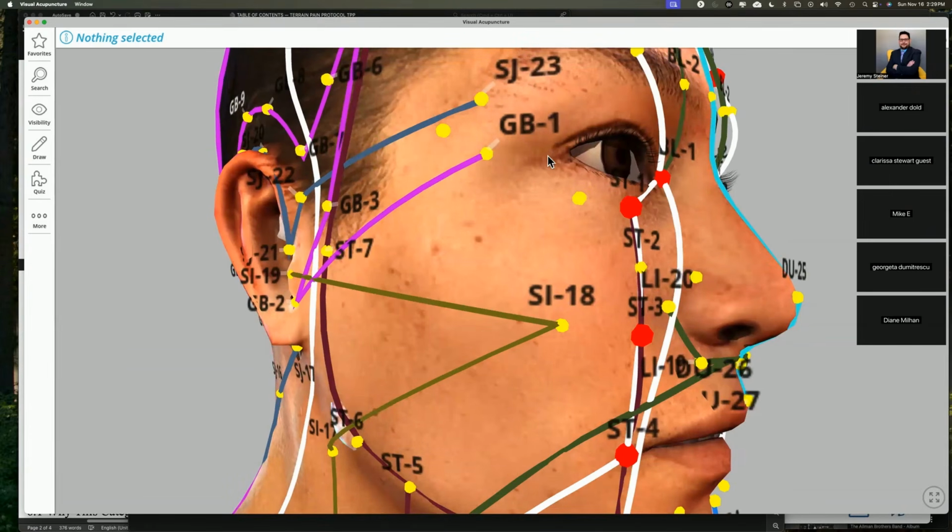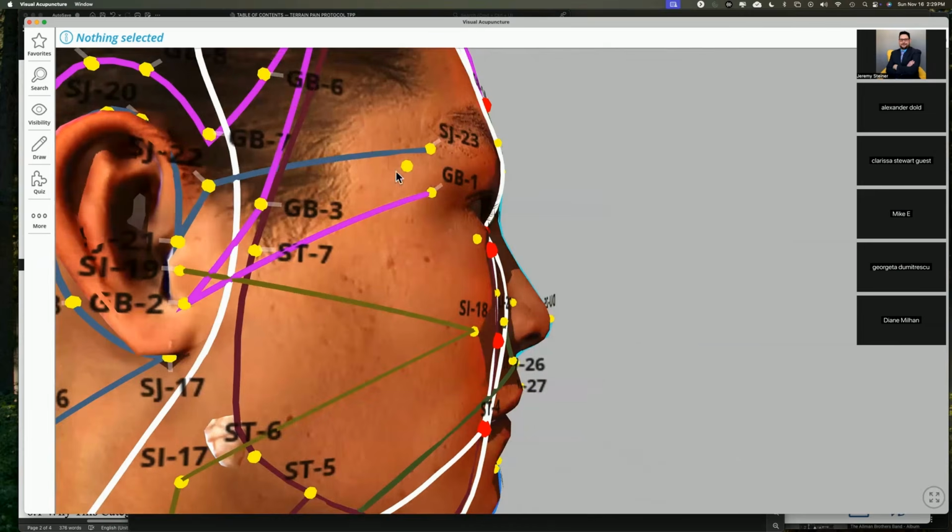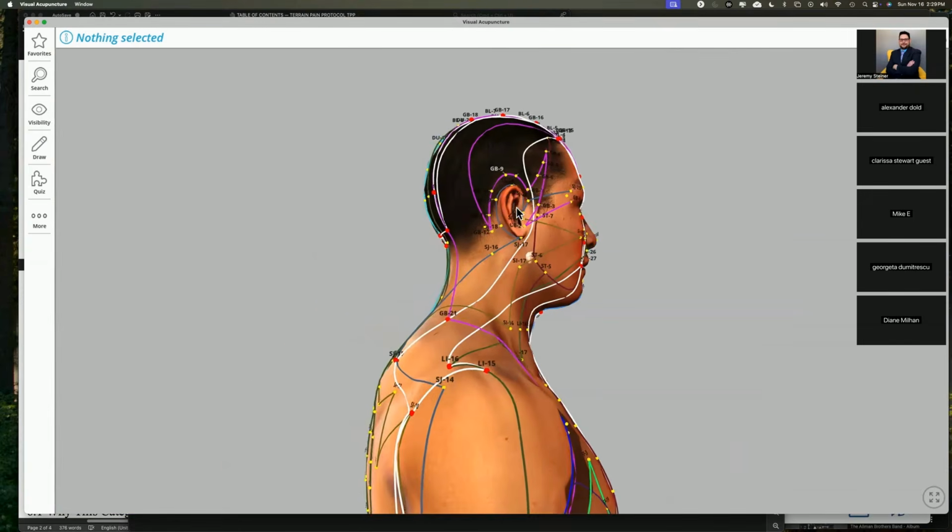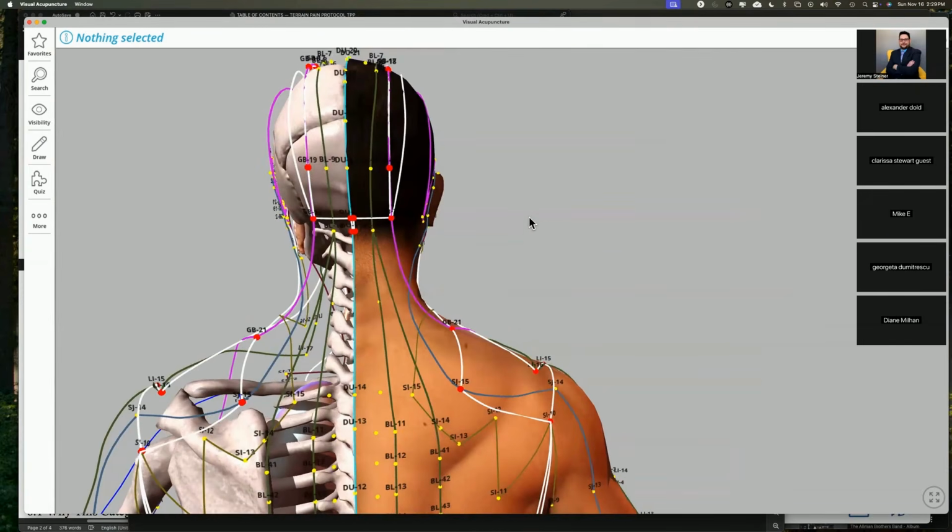Bam. I love this point. It's at the end of the crease, easy to find. It's shallow to the surface. I needle it angled back. And now I'm filling up the entire gallbladder channel instead of just gallbladder 20 and down. Does that make sense?